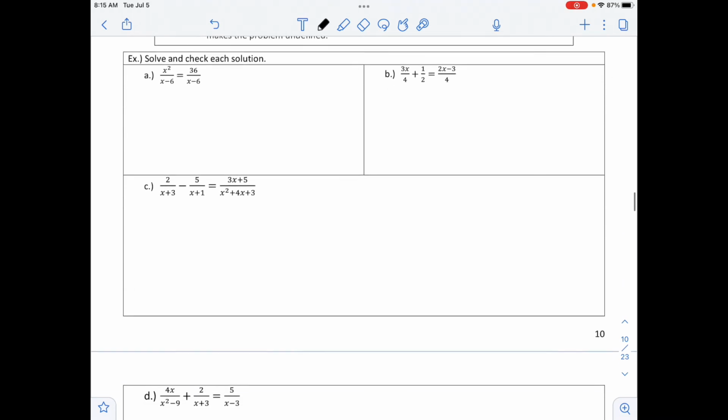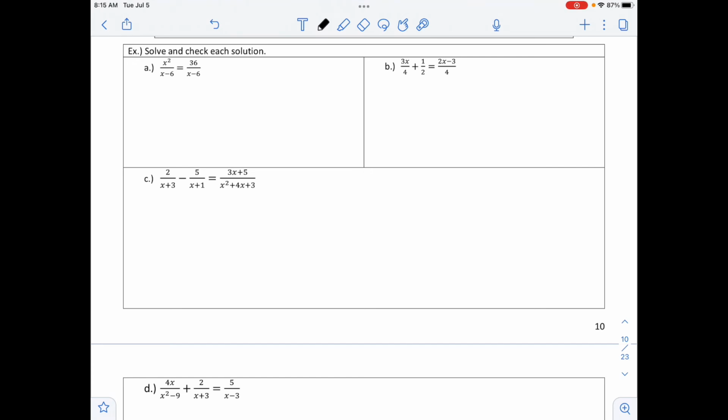So right below this we have some examples. The first one says solve, and we have x squared over x minus 6 equals 36 over x minus 6. And so you are able to cross multiply on this one. However, I'm going to go ahead and use that first property that we had up there, option 1. And I'm going to multiply both the left and the right side by that common denominator, which is x minus 6.